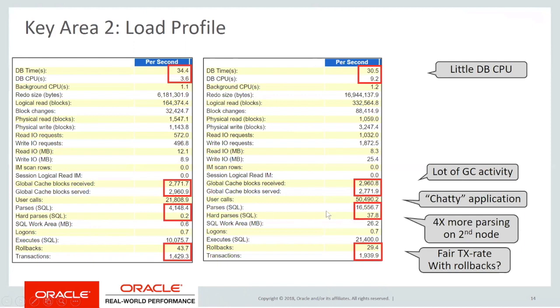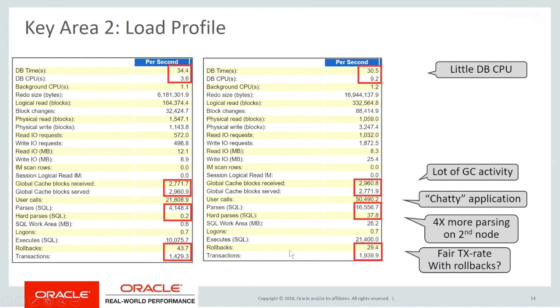And there's a difference in the parsing aspect between these two nodes. There's noticeably more parsing going on the second node, almost 4x, and not just soft parsing. There's also hard parsing going on the second node, which is hardly present on the first node. And finally, we have a fair amount of transactions going on, even some rollbacks. Just noticing this here, maybe it's useful later on, maybe not.